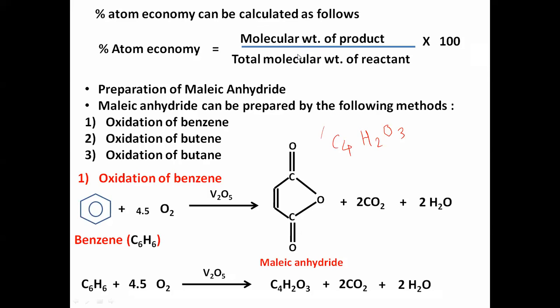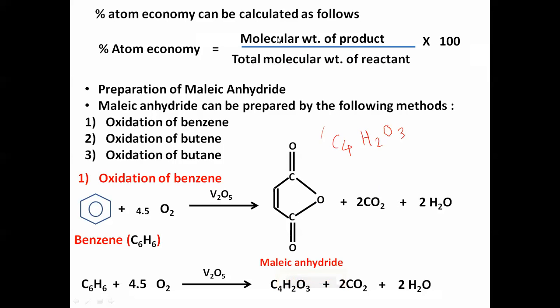Now the remaining job is very simple. We just have to use the atom economy formula. What does it suggest? The molecular weight of the product is the molecular weight of maleic anhydride only, because maleic anhydride is the product. These two are byproducts. We should not consider them in the numerator. Only the product, divided by the total molecular weight of reactants. Reactants should be all reactants, but not catalyst or solvent, meaning benzene and oxygen. Only two, and not V2O5. This concept should be clear, otherwise your atom economy will be wrong.